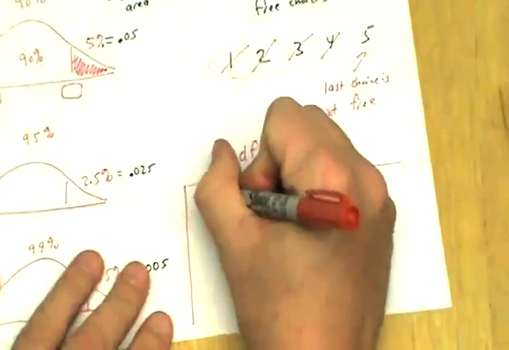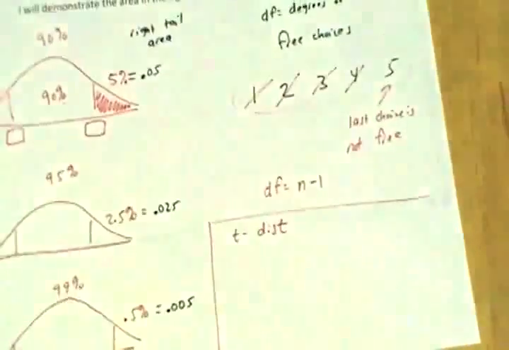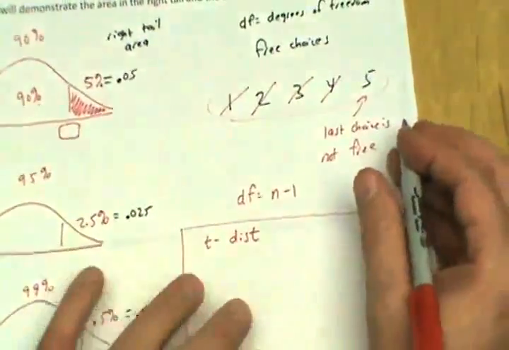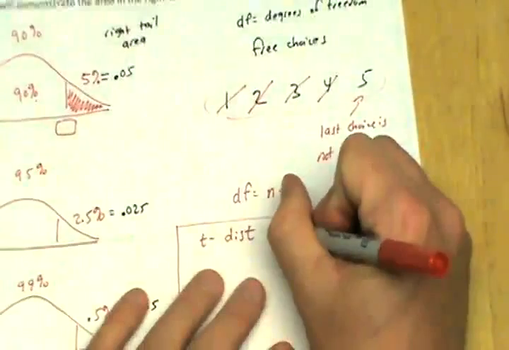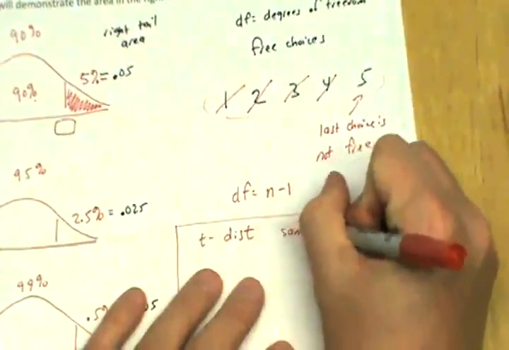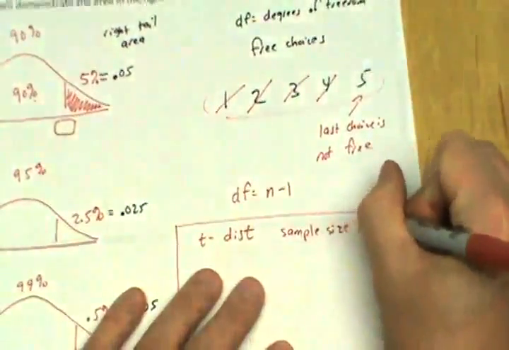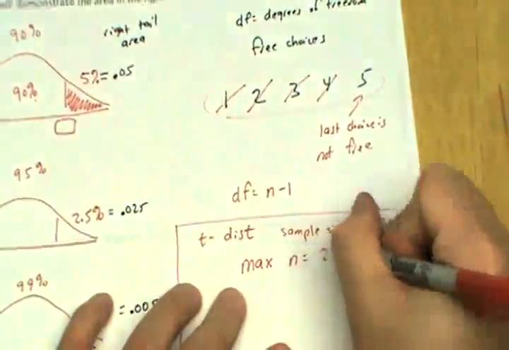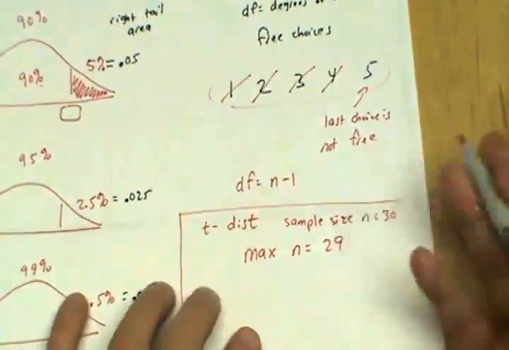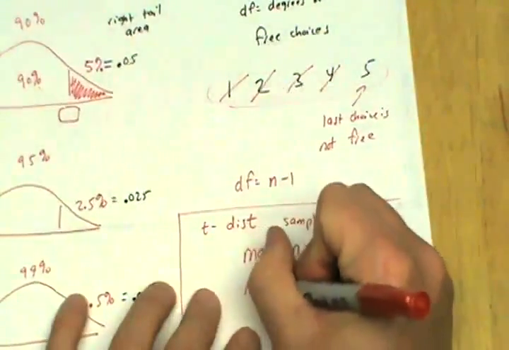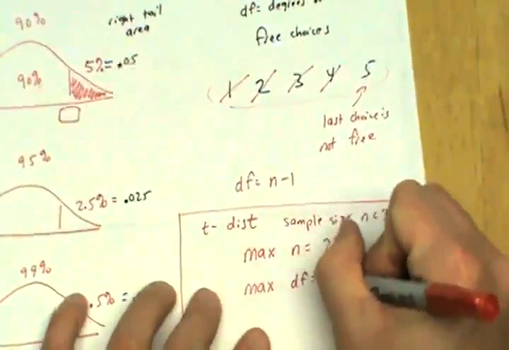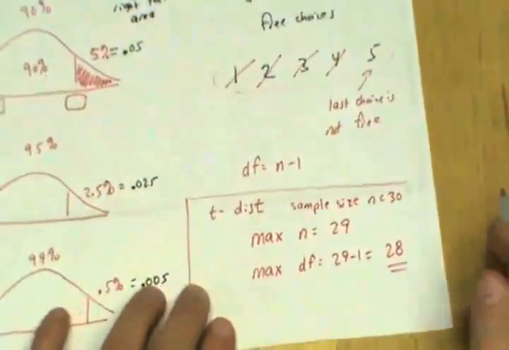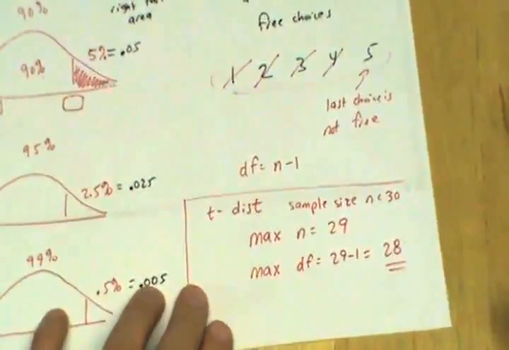Now, here's the thing. With a T distribution, what they're saying is your sample size is less than 30. That's the definition of using a T distribution. Which means then the maximum sample size is going to be 29, because that's the largest number less than 30. Which then means the maximum degree of freedom is going to be 1 less than that, which is going to be 28.